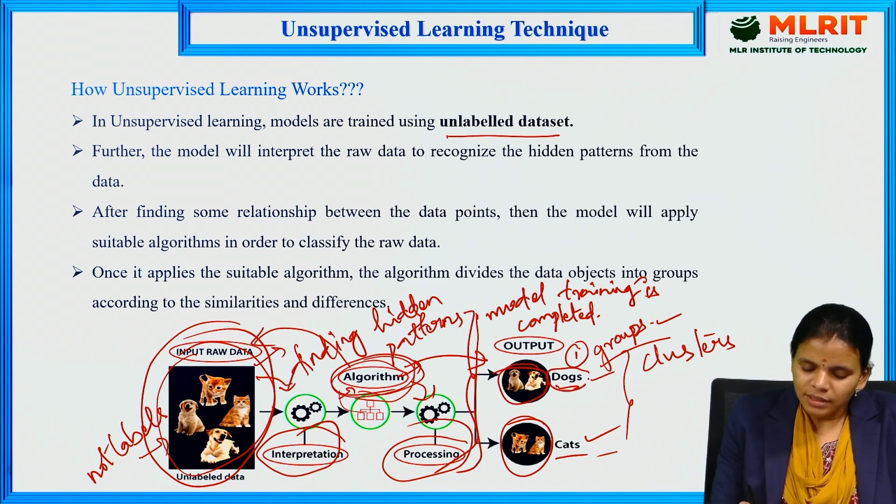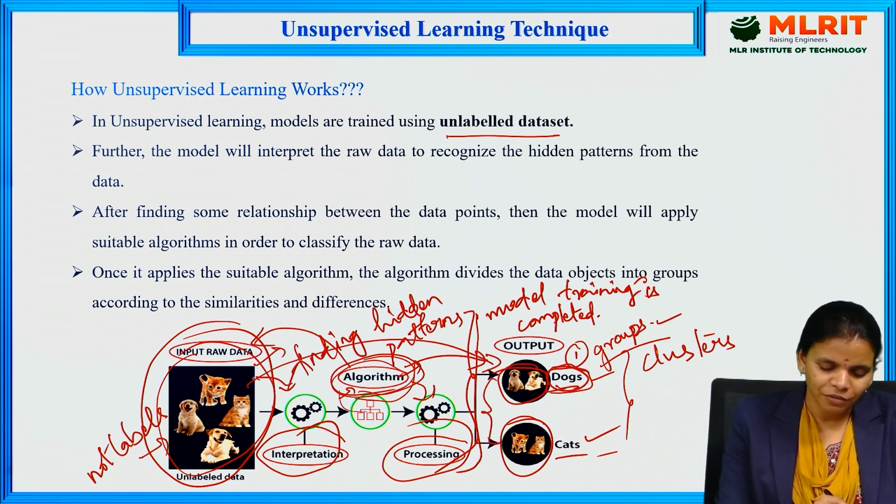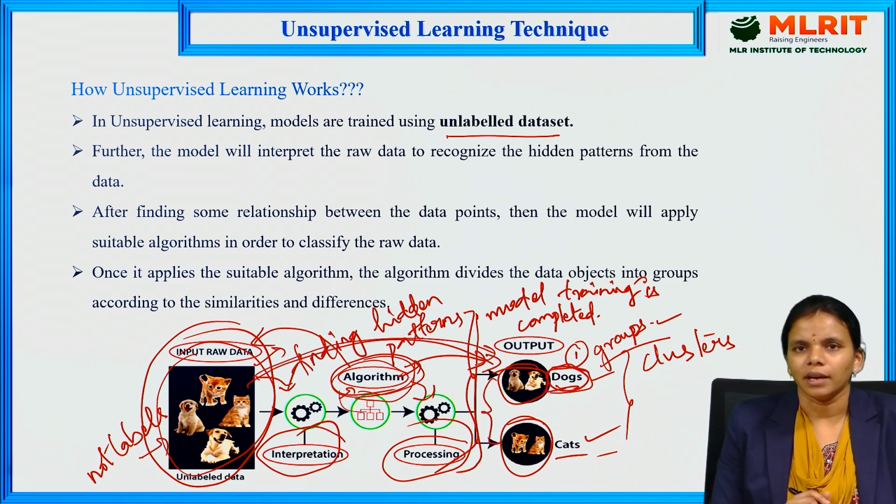Here the name dogs is just defining which type of image it is, so it is not exactly the output. The output is that these are the two groups which are coming from this input raw data. There are two groups: the first one is related to dogs and the second one is related to cats. So this is how unsupervised learning works.